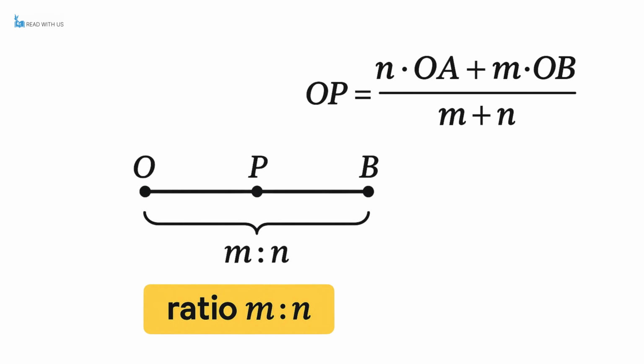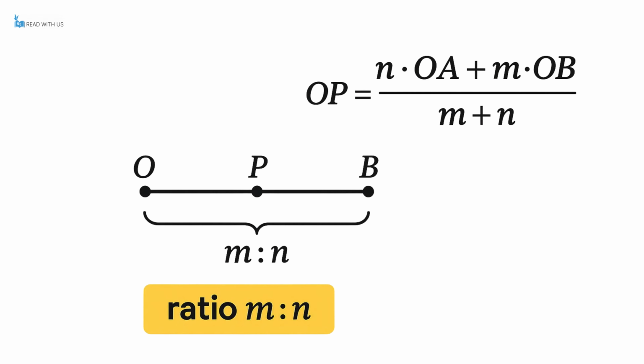Now, let's look at ratios in vectors. When a point divides a line segment in a certain ratio, we use the section formula. If point P divides line AB in the ratio m to n, then OP = (n × OA + m × OB) / (m + n).